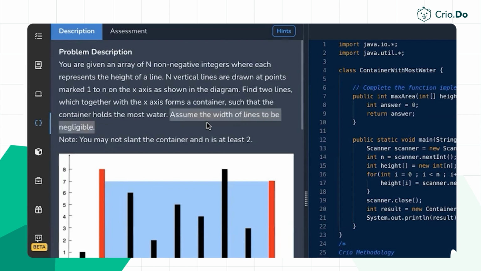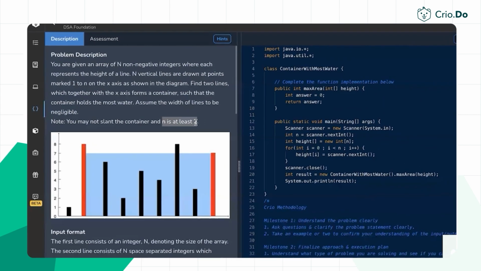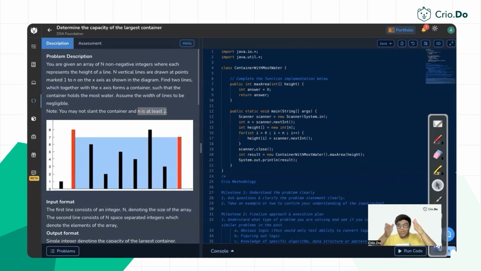That is what is mentioned in the assumption. We have to assume 2D area. And you must not slant the container. That is, you cannot take any edges or diagonals or any kind of slanting. You have to take vertical or horizontal lines. Horizontal should be the x-axis. Verticals are what is given. And n will be at least 2. It means there will be at least 2 heights given. There will be at least 2 vertical bars given.